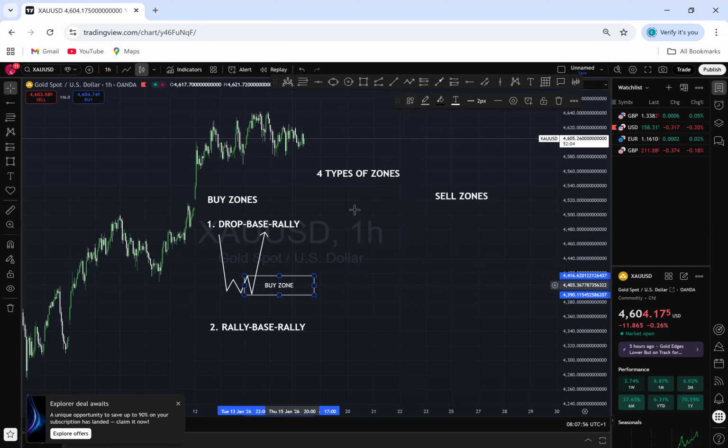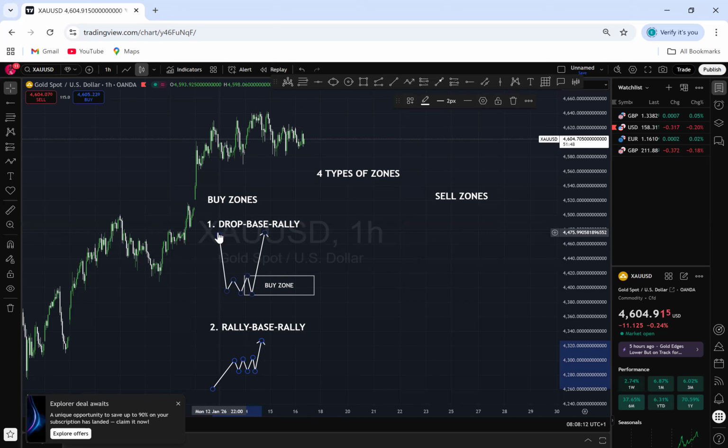Right? Now, for the rally base rally, we have price trending to the upside, accumulating, and then pushing to the upside. Note this accumulation can just be one candle, and then this can just be a drop, one candle, and then a pullback to the upside. And then this can be a push to the upside, a single candle or multiple candles, but they will come as consolidation or accumulation. Then you have a push to the upside.